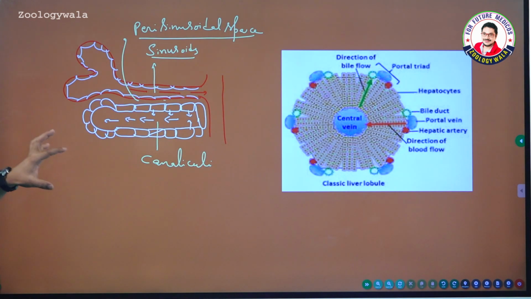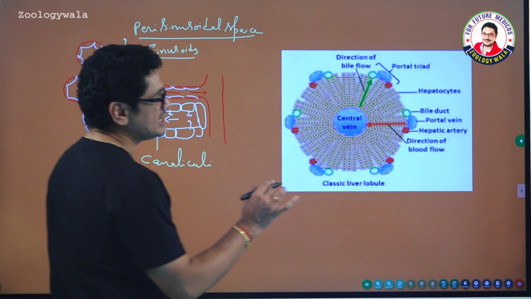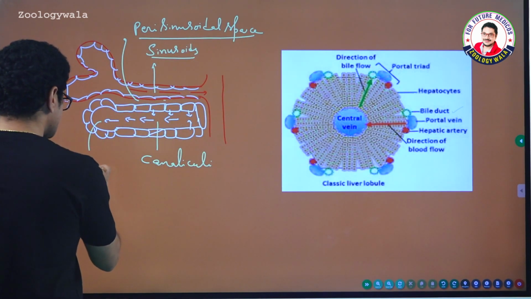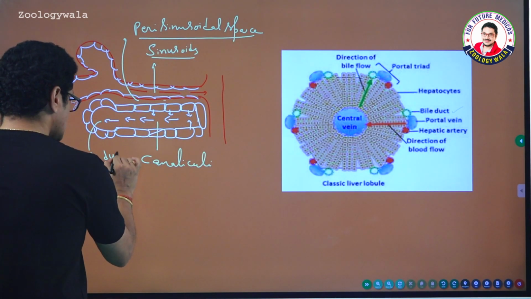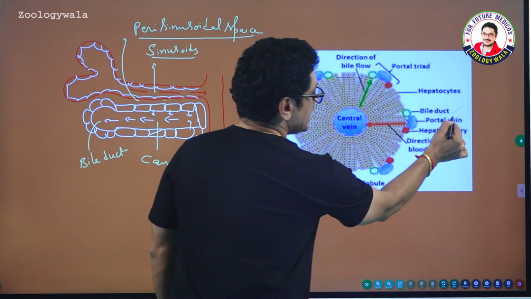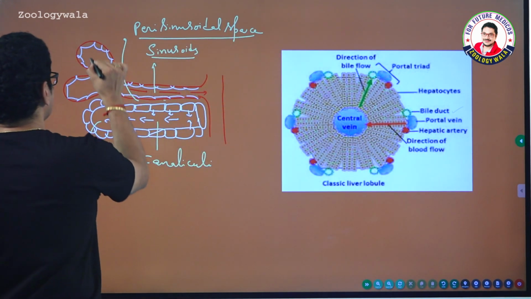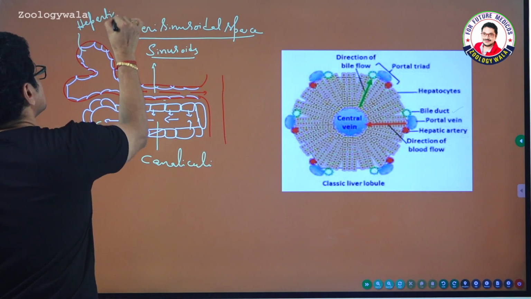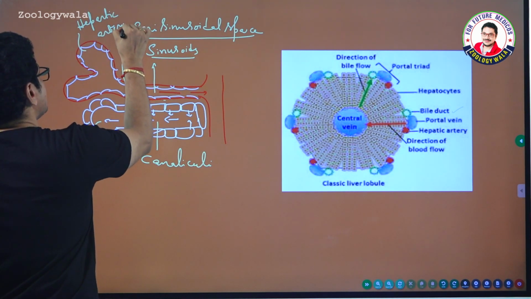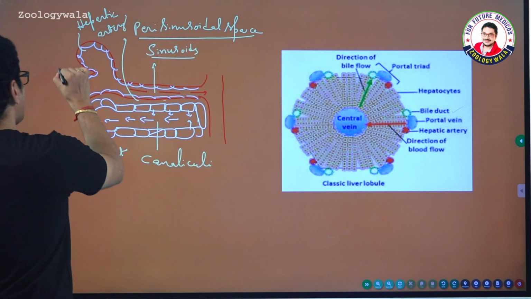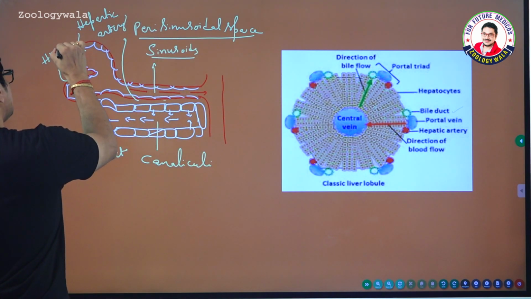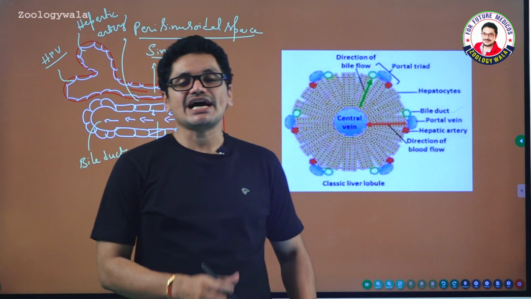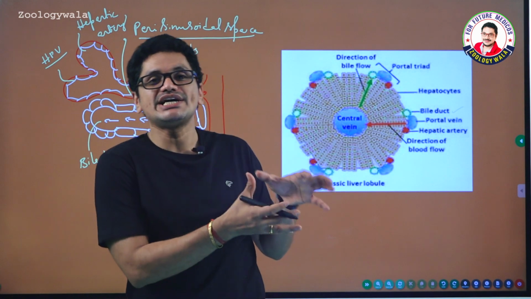Okay, and what are the three important ducts you can see here? See now, this is the bile duct. Here you can see the bile duct. This is the bile duct and hepatic artery, blood vessels, branch of the hepatic artery and branch of the portal vein, hepatic portal vein. What is this hepatic portal vein? There is a connection between the liver and small intestine.